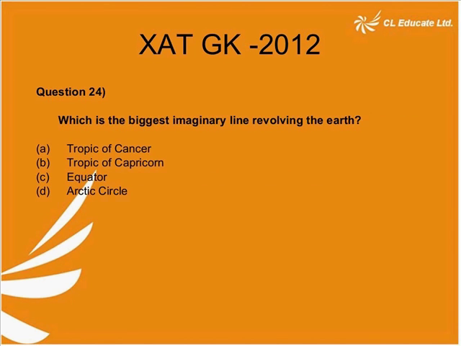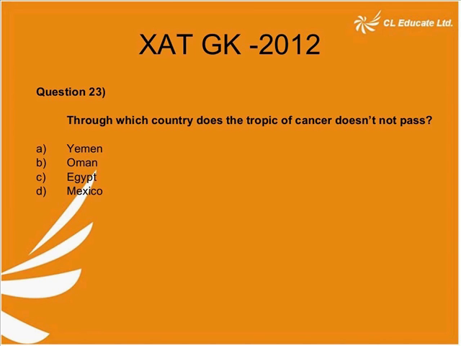Question number 23. Through which country does the Tropic of Cancer not pass? Yes, I could see a number of answers. Yes, today people are giving answers a bit slowly. A lot of data came in at once. It seems there may be some connectivity problem. So, there is a very close fight. People are confused between Mexico and Egypt.